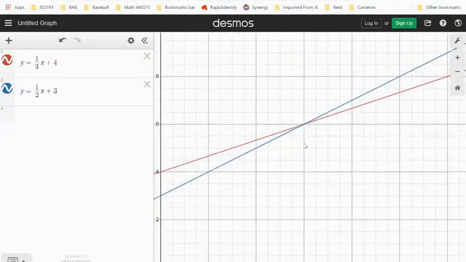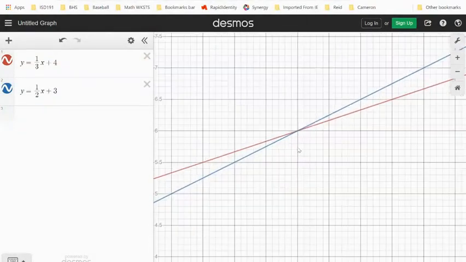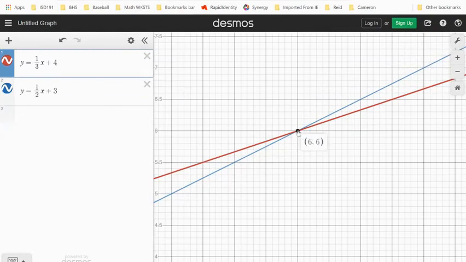That's where my solutions are. So I zoom in to where those two lines meet. And if I click that point, it stays where I can see it. Its x is 6 and y is 6. It's the ordered pair (6, 6).